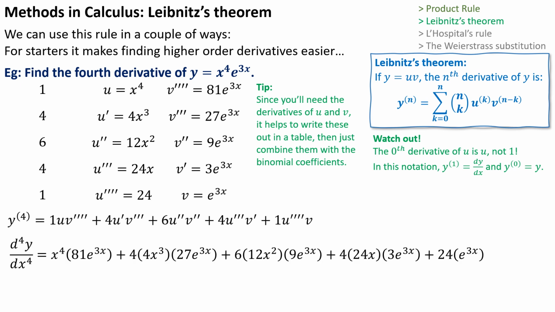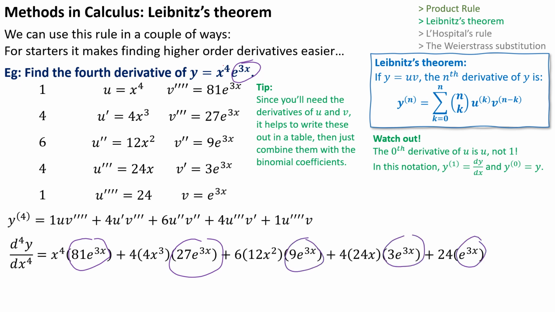I'm going to plug them in. You can see, if you look carefully, the 1, 4, 6, 4, 1 appearing there. We've also got the descending derivatives of the exponential and the ascending derivatives of the other. We've got 81 e^(3x), 27 e^(3x), 9 e^(3x), 3 e^(3x), and e^(3x).